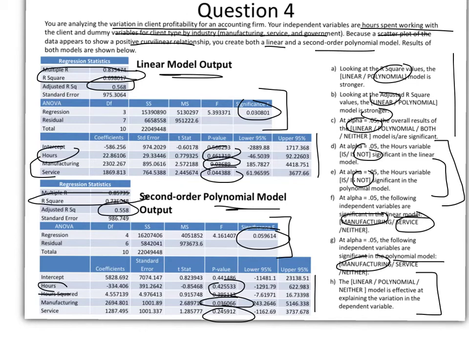The last part of the question is which model, linear or polynomial or neither, is effective at explaining the variation in the dependent variable. If you look up and down our list, it's sort of back and forth. At R-square, the polynomial is more effective. At adjusted R-square, the linear is more effective. This model overall is significant; this model is not. We have one independent variable that's significant here, and two there. Overall, perhaps you might say the linear is slightly more useful, but I don't think we would say as a result that either model is particularly effective. So I would say in this case, neither model is effective.